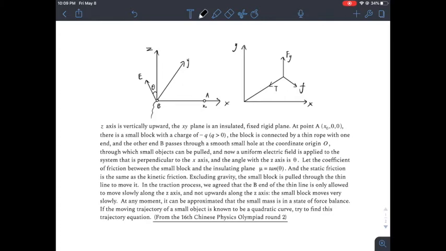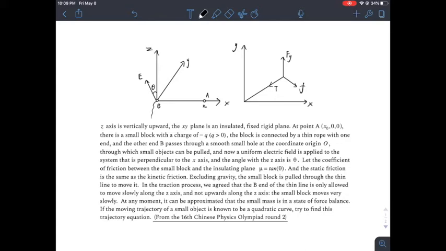is applied to the system, perpendicular to the x-axis, and the angle with the z-axis is theta. The coefficient of friction between the small block and the insulating plane is mu equal to tangent theta, and the static friction is the same as kinetic friction. Excluding gravity, the small block is pulled through the thin line to move it.